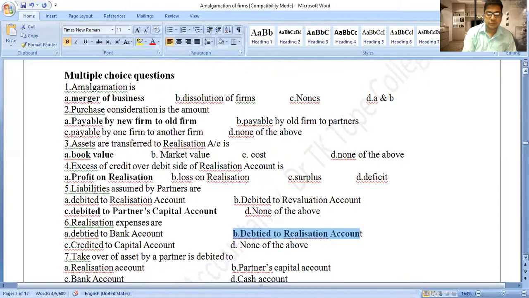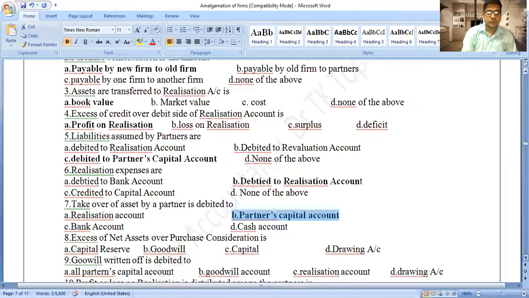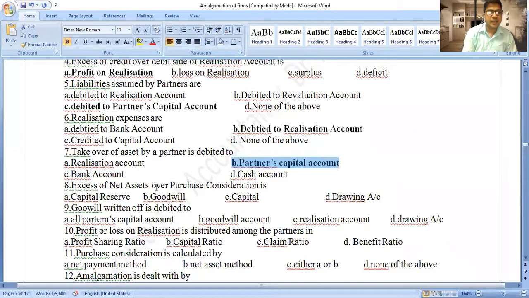See friends, such kinds of question may come in exam. Takeover of the assets by partner is debited to partner's capital account. Excess of net asset over purchase consideration is called capital reserve. How it will come, we will discuss. Goodwill written off is debited to partners capital account.